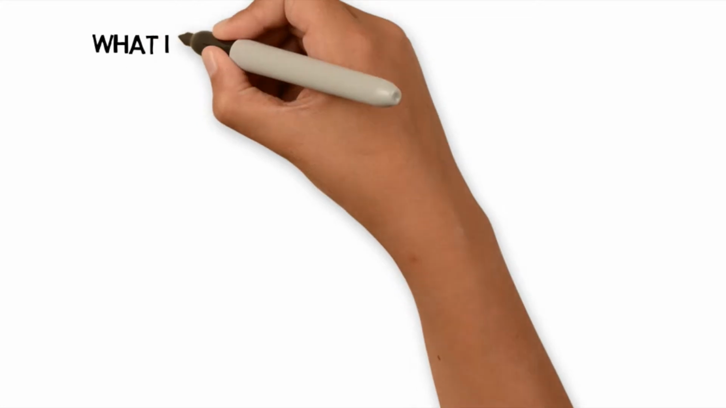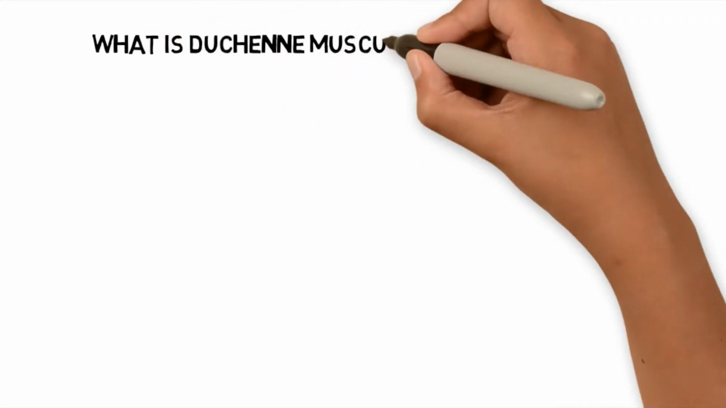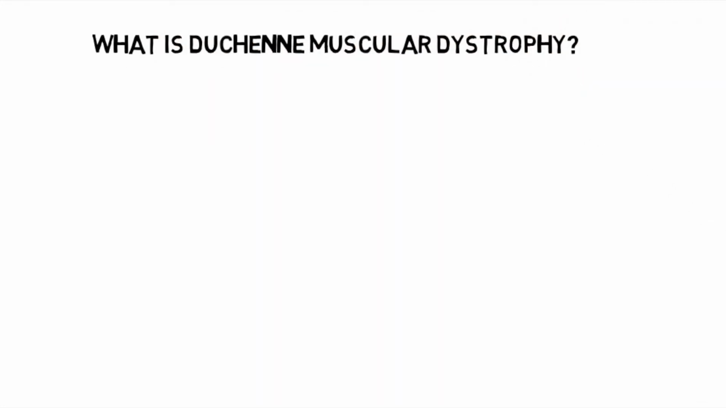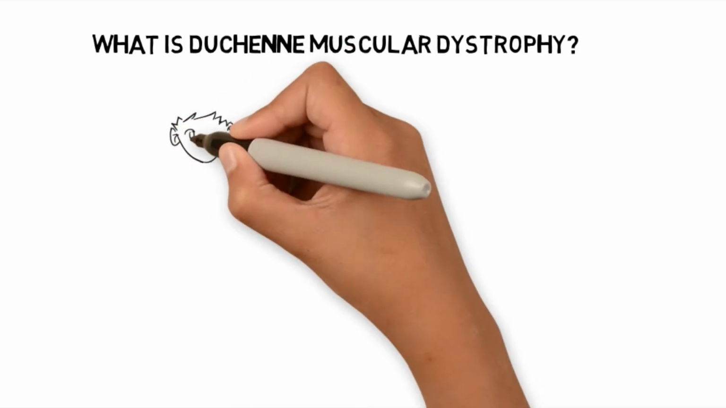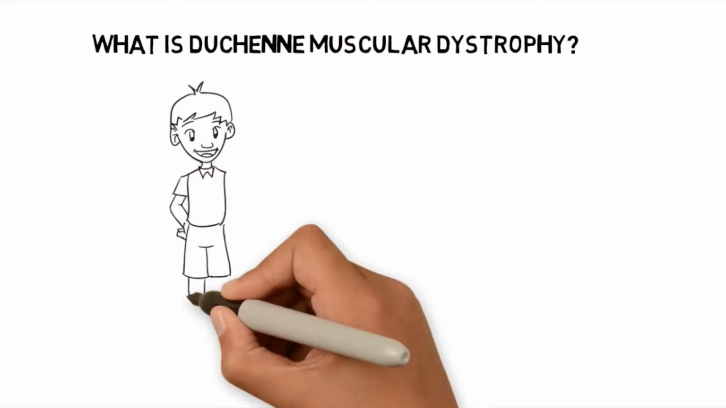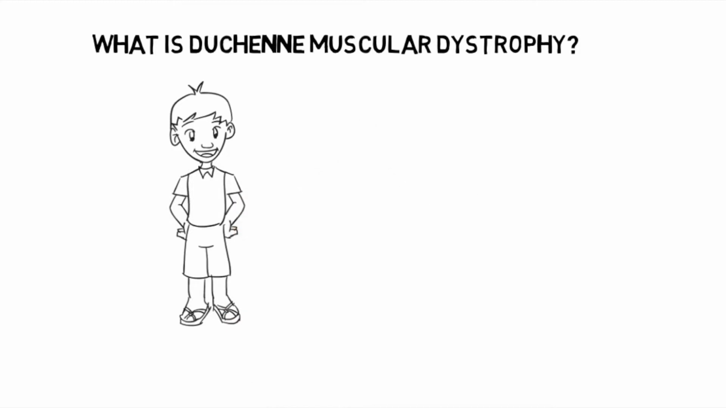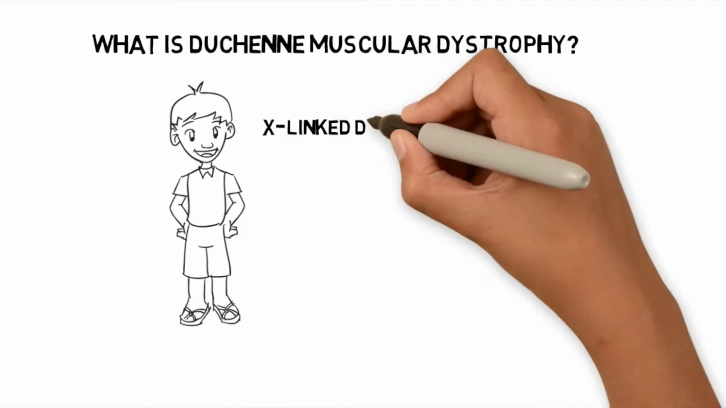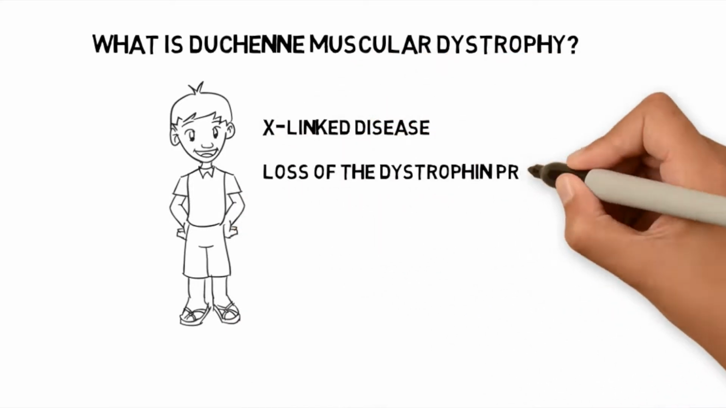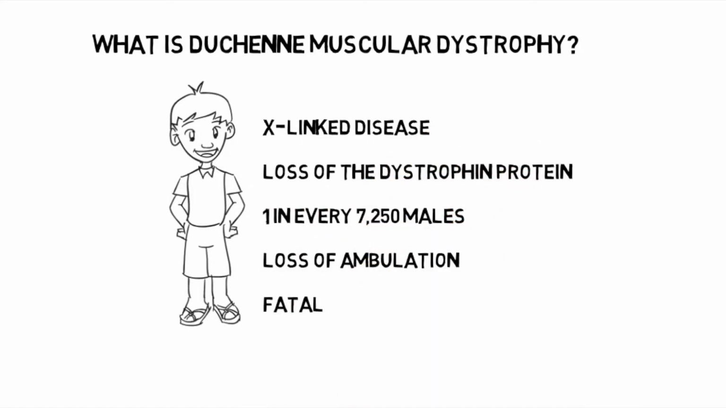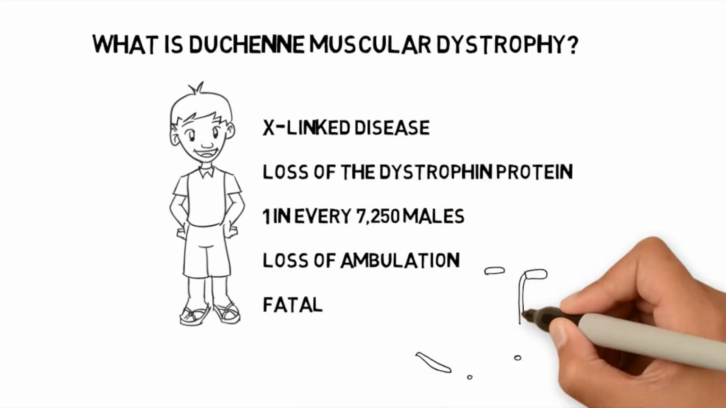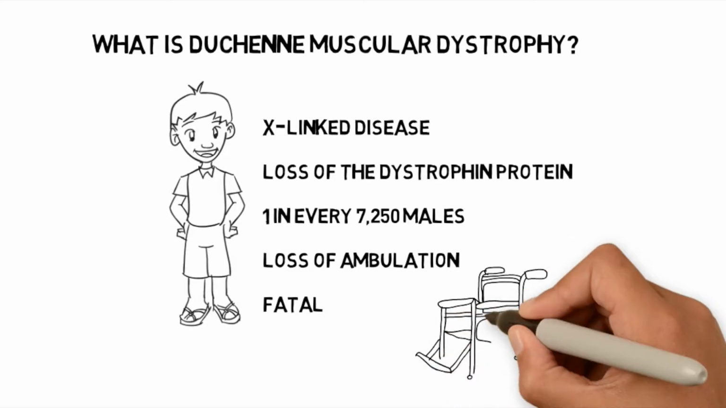What is Duchenne Muscular Dystrophy? It is an X-linked disease that affects 1 in every 7,250 boys born in the United States. The disease is caused by a loss in the dystrophin protein in the muscle, which causes most boys to be in a wheelchair by the age of 10. The loss of dystrophin also affects the lungs and the heart, which makes the disease fatal and causes most DMD patients to pass before the age of 30.